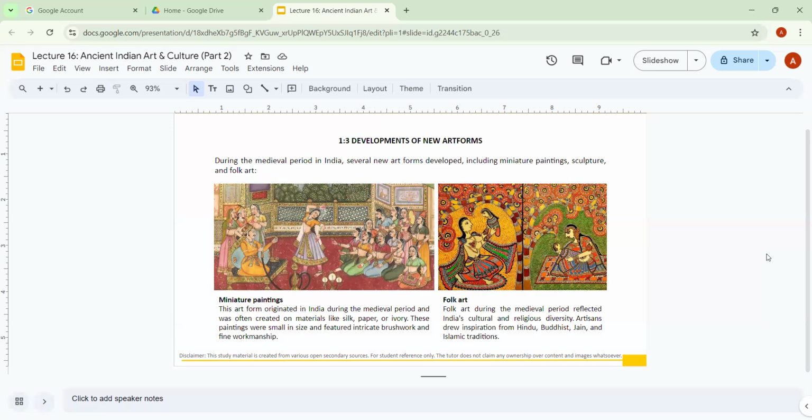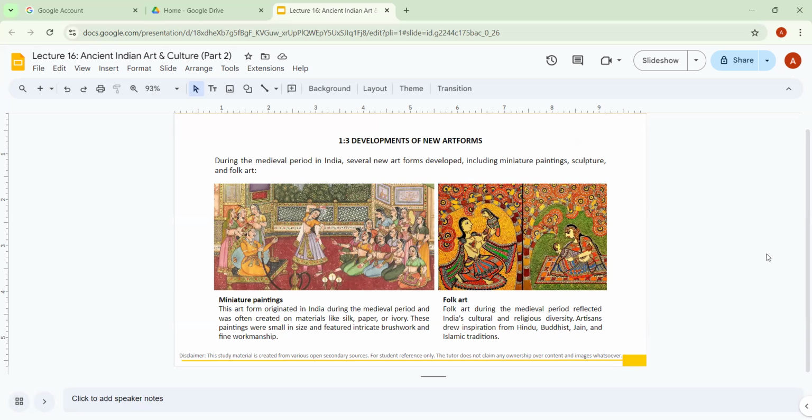Development of new art forms. The first one is miniature paintings. This art form originated in India with the Palas in West Bengal during the medieval period and was often created on materials like silk, paper, or ivory, involving very intricate brushwork and fine workmanship.